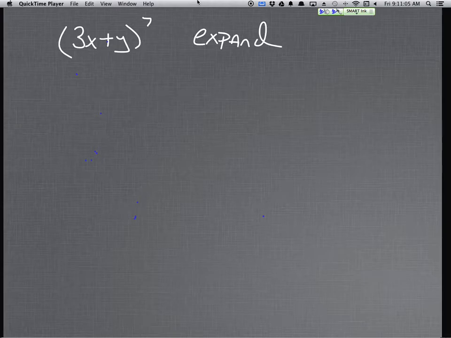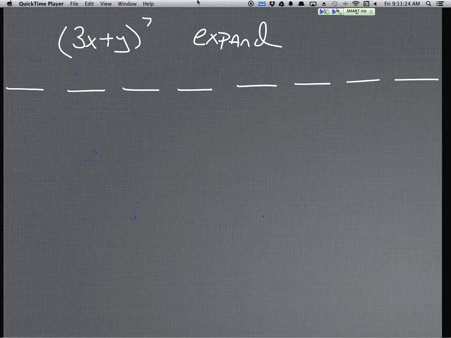How many terms? Excellent, Isabella. And how many terms are there? There are 8 terms. Very good. Exponent of 7. There's always one more term than your exponent. Excellent. So the first thing I'm going to do is give myself 8 spaces.